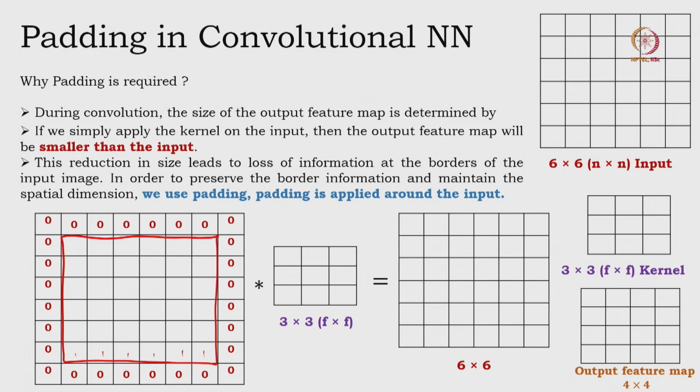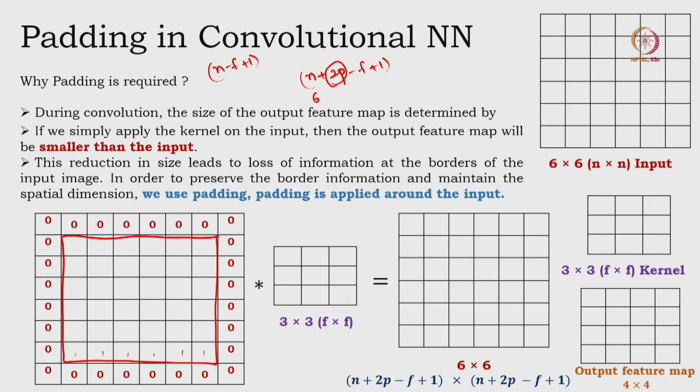If this is the case, what is the mathematical formula? The mathematical formula is n plus 2p, that is the padding, minus f plus 1. So, what was the formula earlier? It is n minus f plus 1. Now, since padding is applied, you are writing 2p as well. So, now substitute the values.